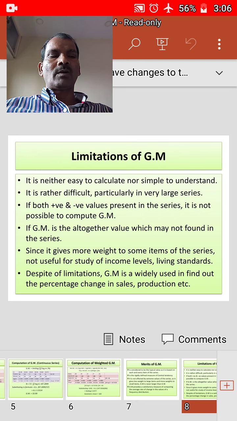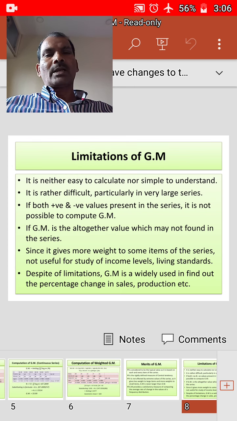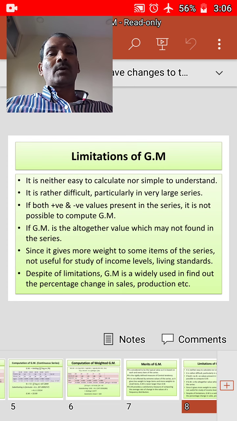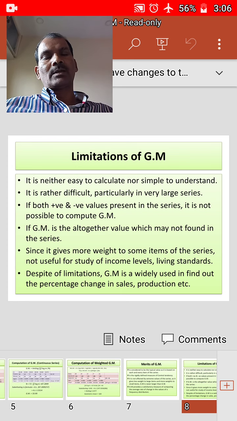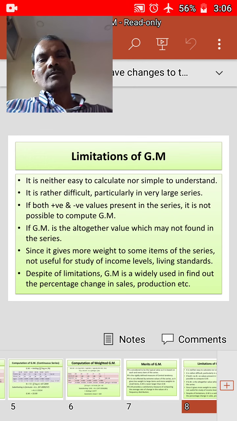Since it gives equal weight to equal ratio of change, it satisfies the time reversal test in index numbers. We have already discussed time reversal and factor reversal. I think you are familiar with these terms. Time reversal and factor reversal tests are there in index numbers. Geometric mean satisfies the time reversal test of index numbers.